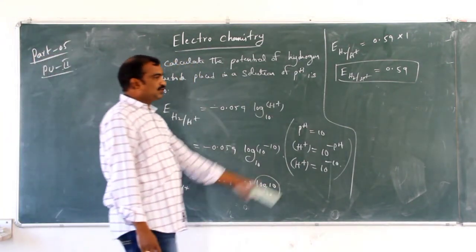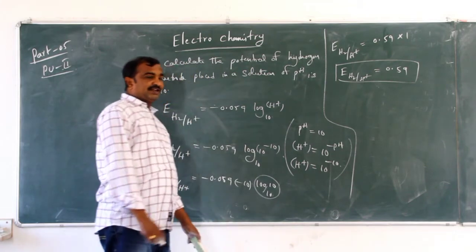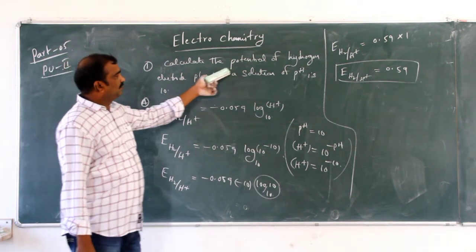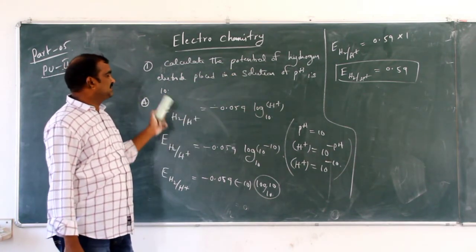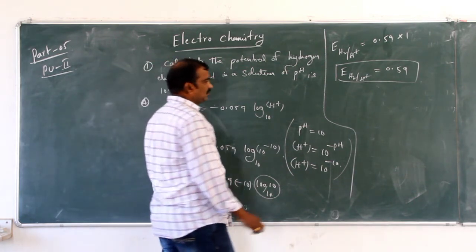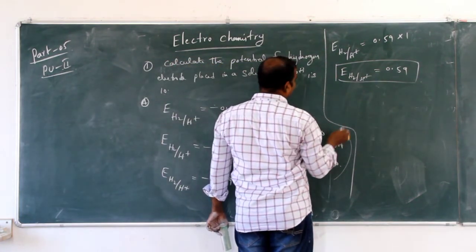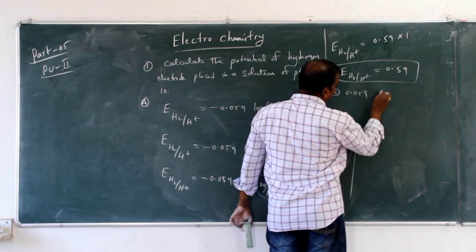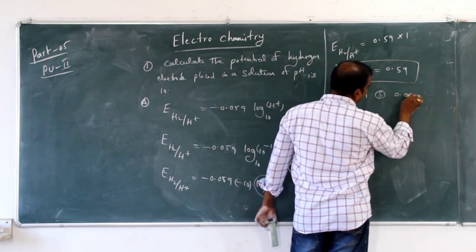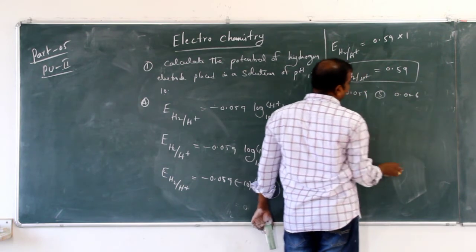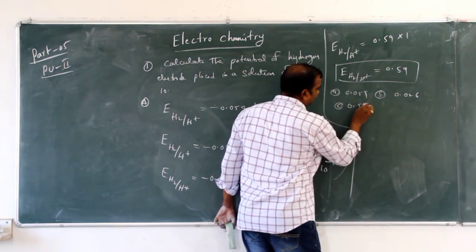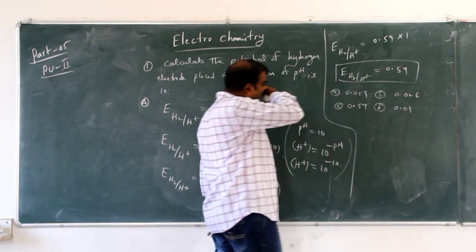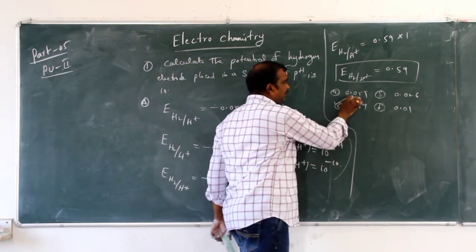The same question was asked in 2017 NEET. The electrode potential of hydrogen electrode placed in a solution of pH 10: what is the answer? Calculate the electrode potential here. The options given are: option A, 0.059; option B, 0.0226; option C, 0.59; option D, 0.01. So what is the answer? 0.59.